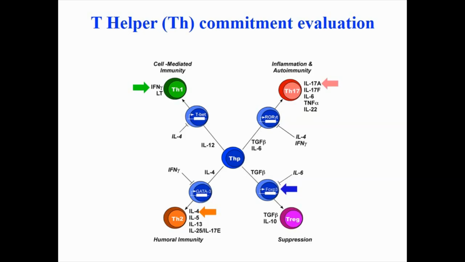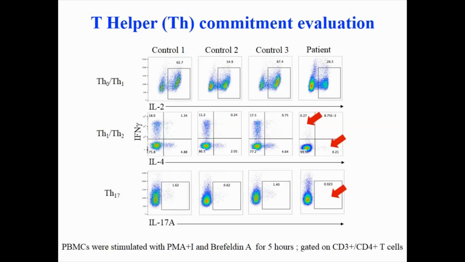So for example, cells that are Th1, they produce a lot of interferon gamma. Cells that are Th2, they produce a lot of IL-4. Cells that are Th17 produce IL-17. And the ones that are Tregs have specific markers, they produce TGF-beta and IL-10, but they have other markers that help us to identify them. So here, by using interferon gamma and IL-4, we're able to discriminate the Th1 population and the Th2 population.